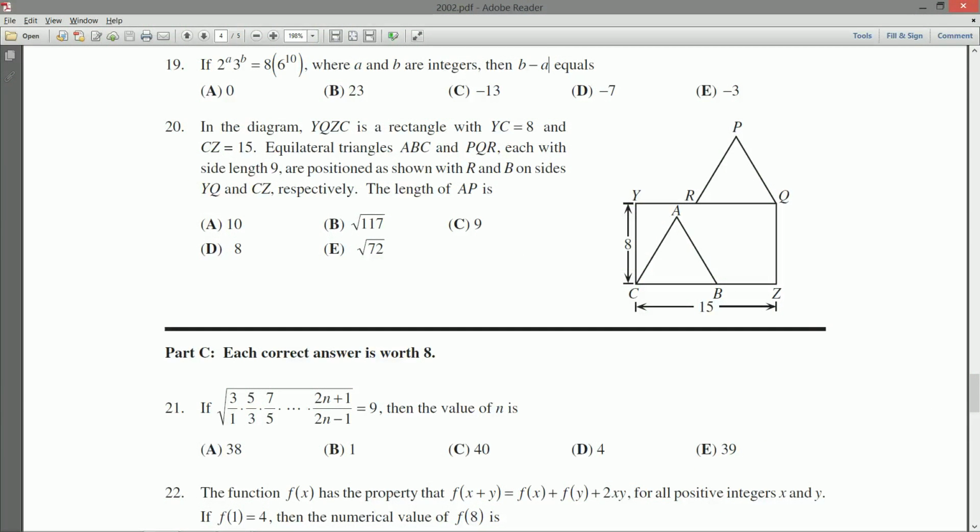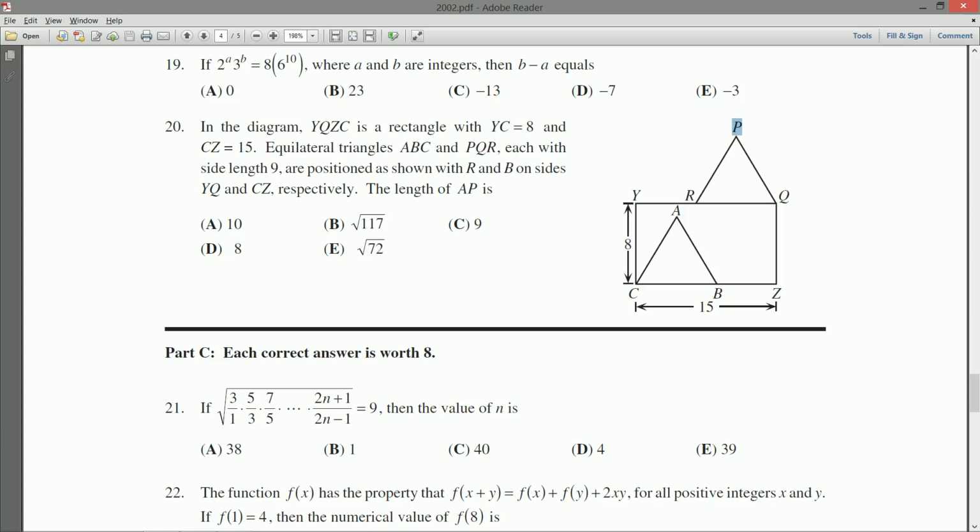In the diagram, YQZC is a rectangle with YC equal to 8 and CZ equal to 15. Equilateral triangles ABC and PQR, each with side length 9, are positioned as shown with R and B on sides YQ and CZ respectively. The length of AP is... Okay.